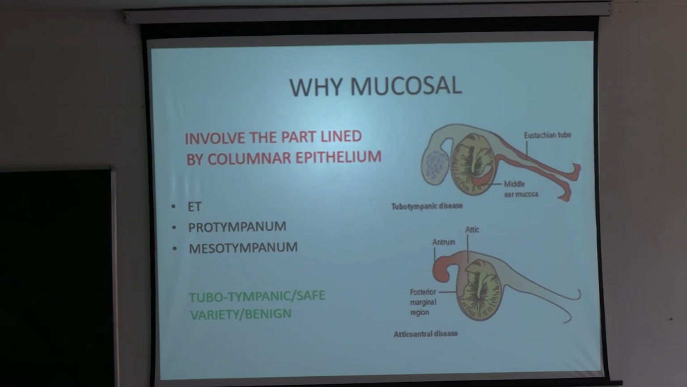It is also called tubotympanic type, safe variety, or benign type. Tubotympanic type means it involves the tube, the eustachian tube, and the tympanum, mesotympanum and protympanum. Why is it safe? There is least chance of any complication.